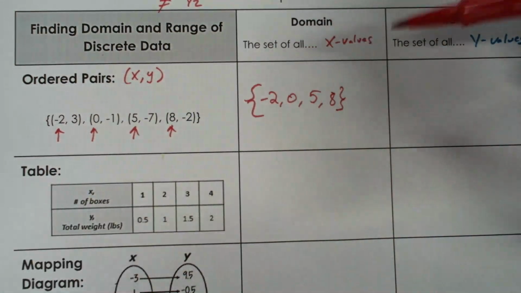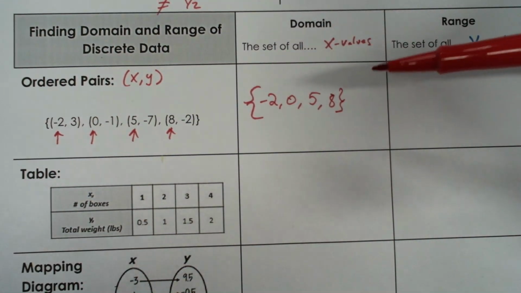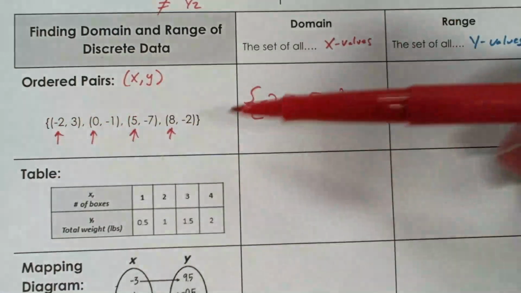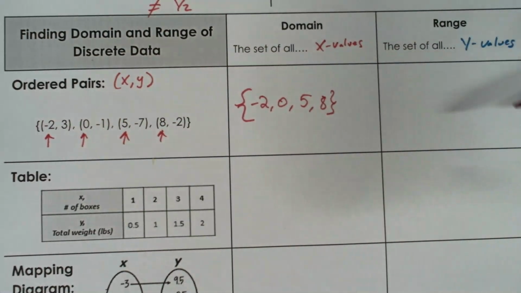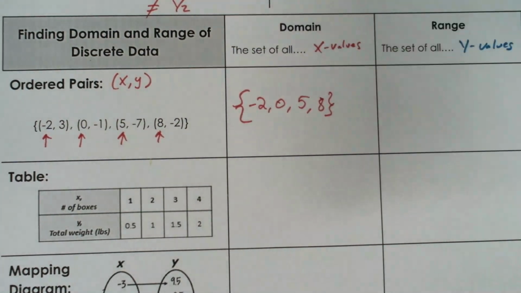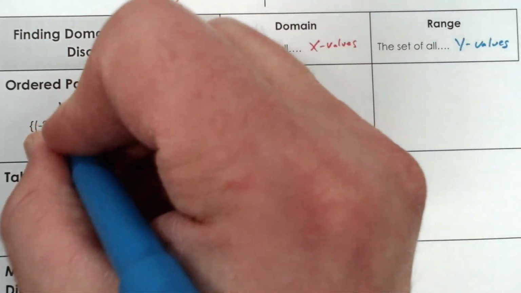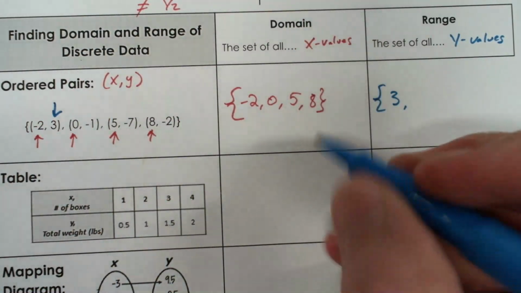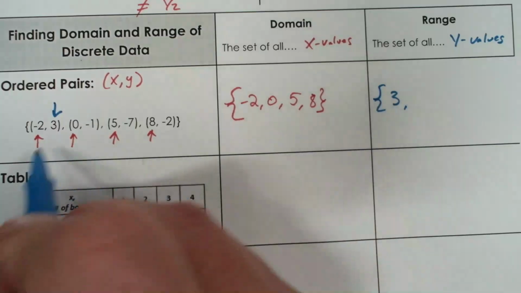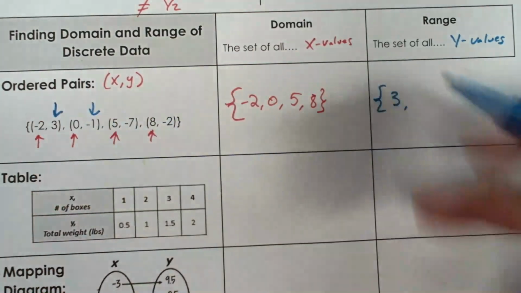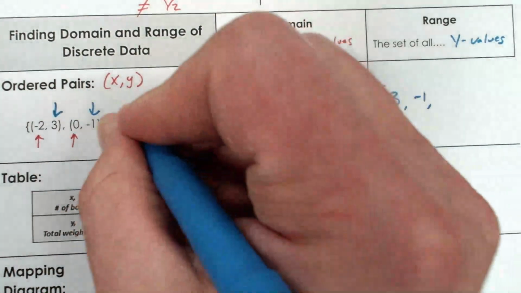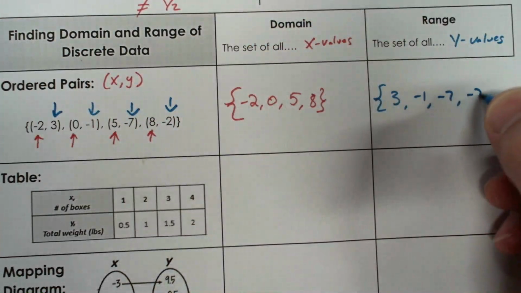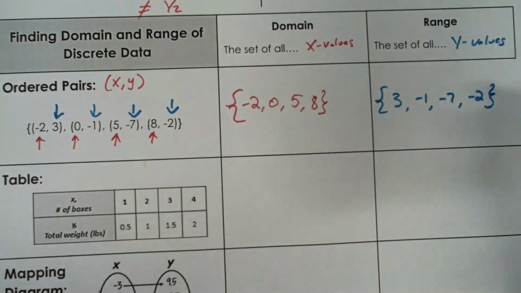Now, most commonly, the domain is going to be written in least to greatest. And that's just kind of how they're often laid out. Whereas the range is often going to be the matching set. So my range, it starts at 3 because the -2 and the 3 are connected. Then it goes -1, -7, and -2.